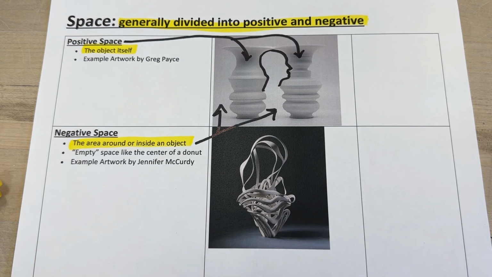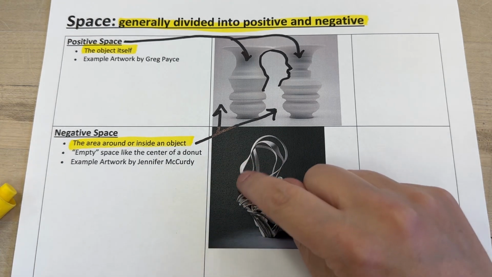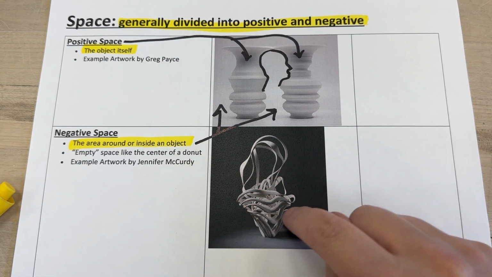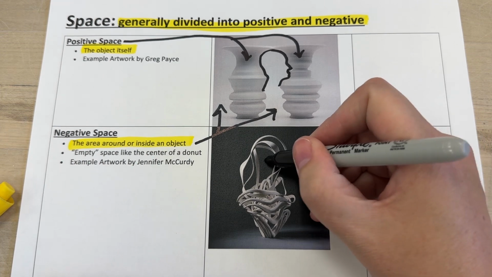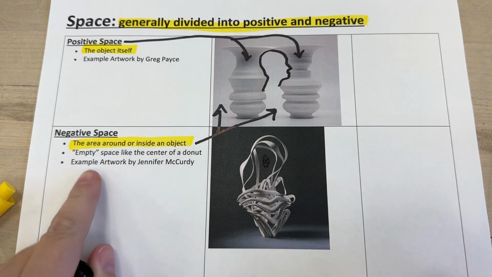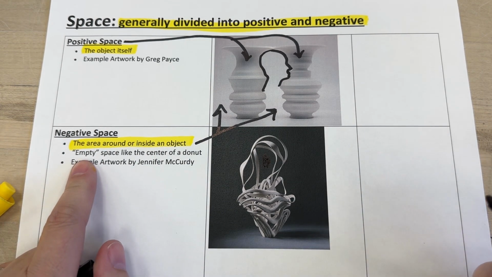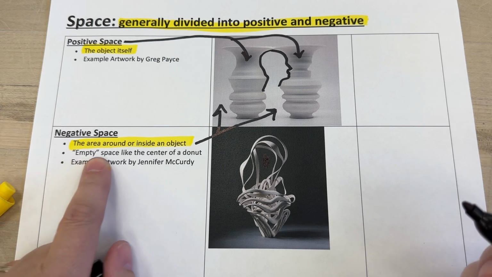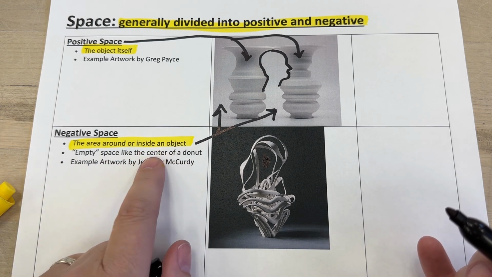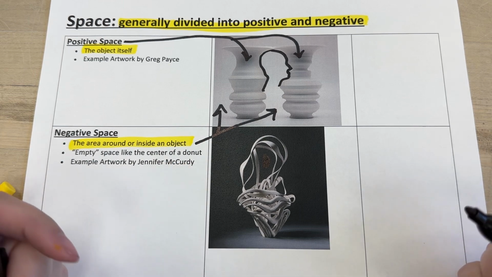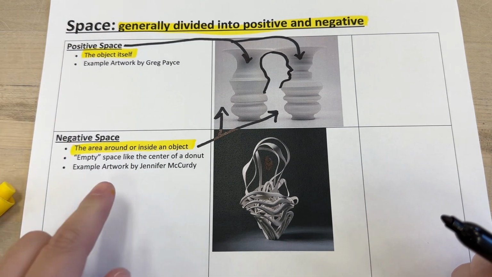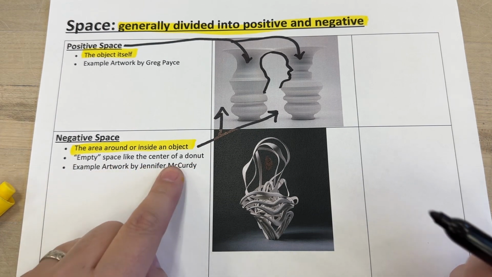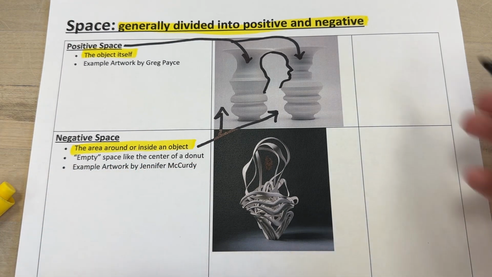So in this one down here, the positive space are these little strings. So like all these little wispy bits of clay, that's the positive space. And the negative space is inside that. An example of negative space would be the empty space inside the center of a donut. So if you like donuts, the positive space is the part that you eat, right? The negative space is the empty part in the center of a donut, okay?